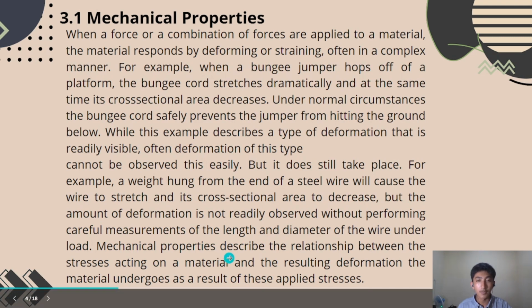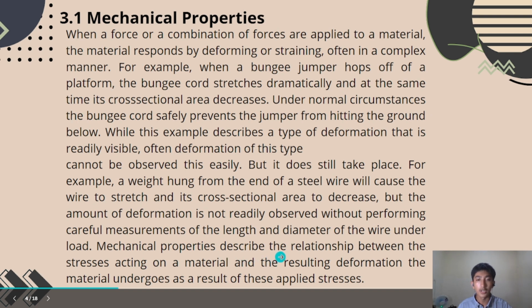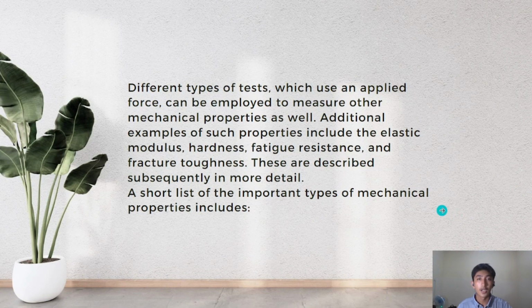Mechanical properties describe the relation between the stresses acting on a material and the resulting deformation the material undergoes as a result of these applied stresses. Different types of tests which use an applied force can be employed to measure mechanical properties. Additional examples of such properties include the elastic modulus, hardness, fatigue resistance, and fracture toughness. These are described in more detail.